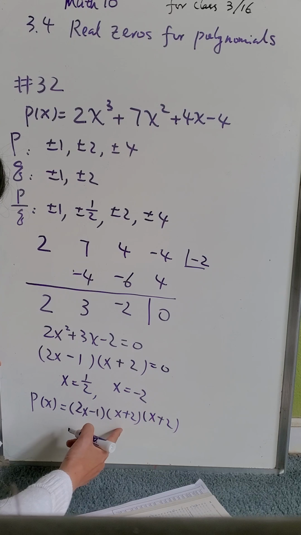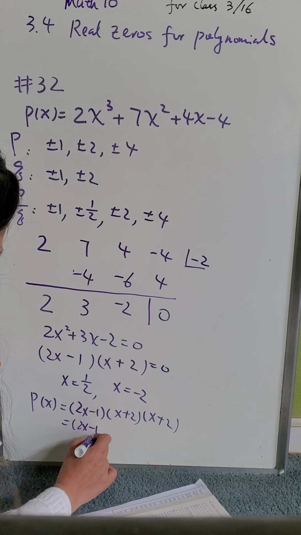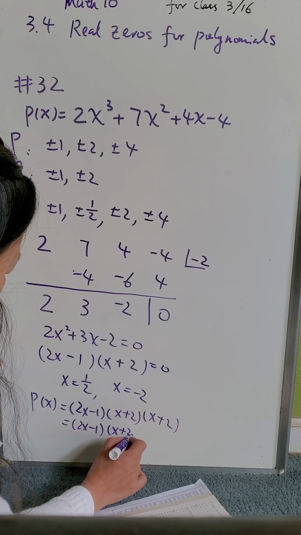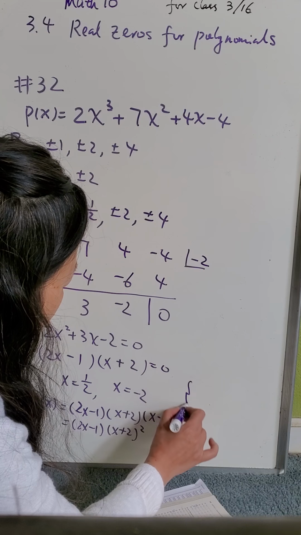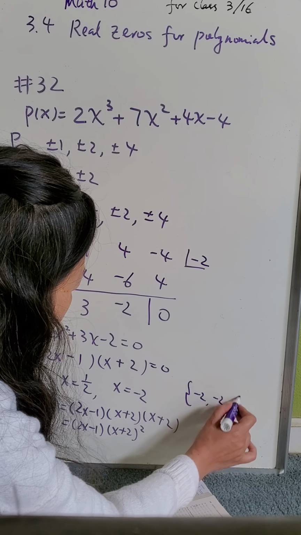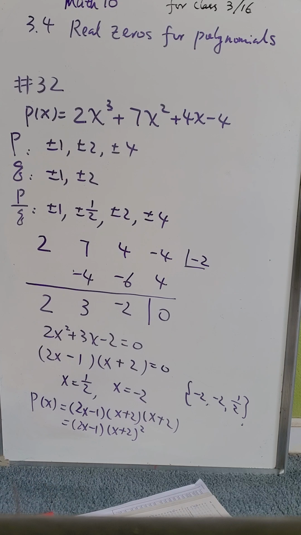And because there are 2 of them, you can make these to be a square if you want. So the 2x minus 1, x plus 2 squared, okay. You can see this one repeat twice. That's why two solutions are both negative 2. So your solution set S is negative 2, and 1/2. So that tells you the negative 2 come out twice.